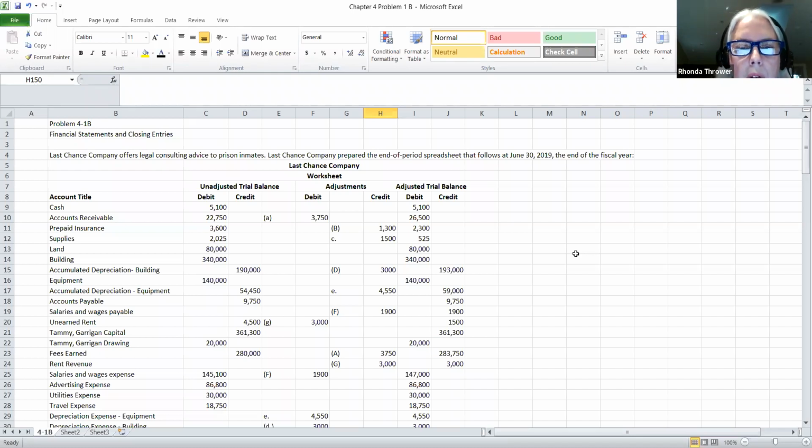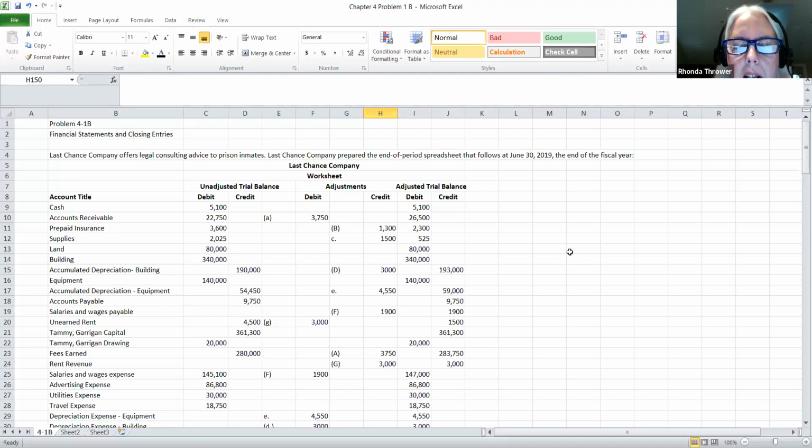And we're also going to learn how to prepare closing entries that would be made at the end of the accounting period after your financial statements have been prepared. The closing entries will clean up our revenue and our expense accounts as well as our drawing account, so that we can get ready to start a new accounting period in the next accounting period.